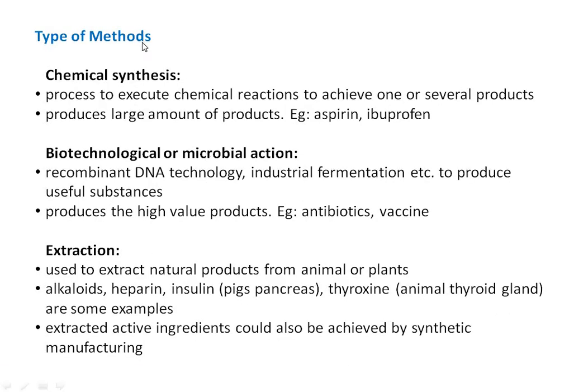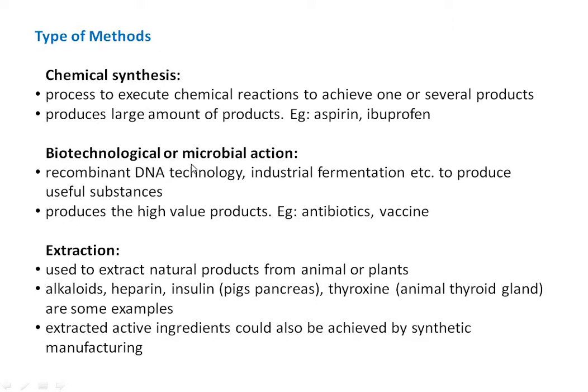In order to obtain active ingredients, there are three main methods. First is chemical synthesis, second is biotechnological or microbial action, and third is the extraction method. Chemical synthesis is a process to execute chemical reactions to achieve one or more products. This method produces large amounts of products. Aspirin and ibuprofen can be obtained by chemical synthesis.